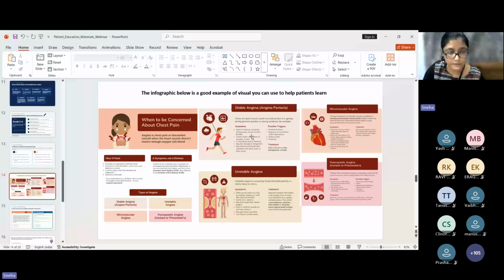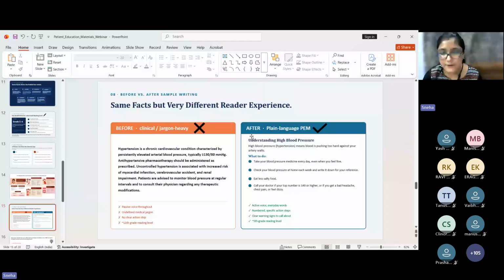Okay. So, same facts with very different reader experience. I'll just give you two extracts here, a non-edited one and an edited one, before and after. The before one is a clinical, heavy medical jargon one, and the after one is a plain language patient education material.